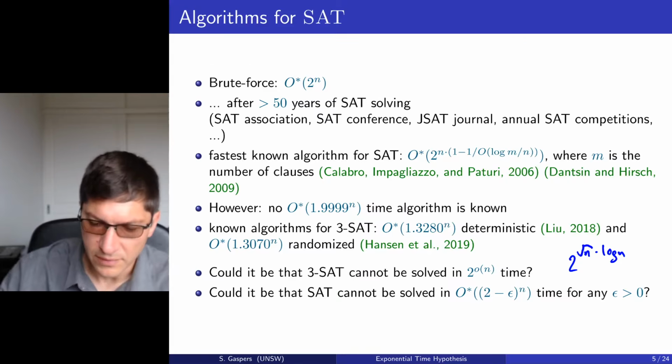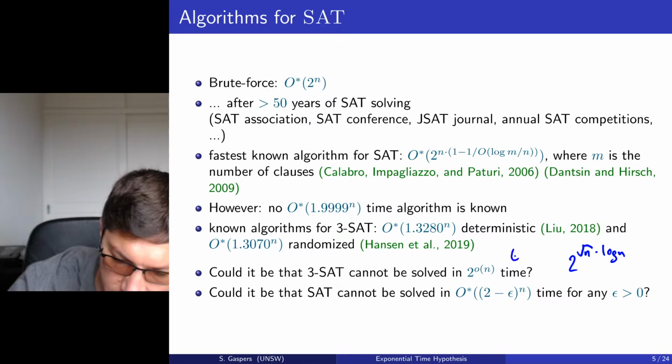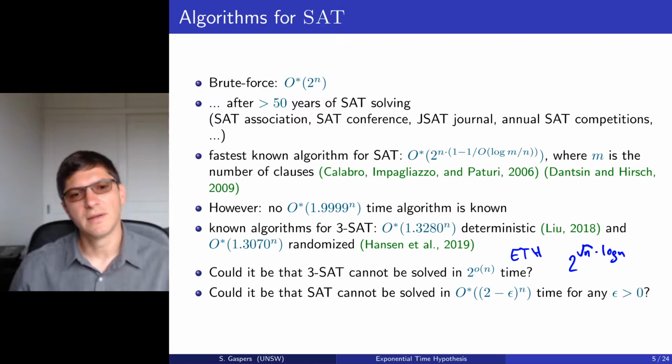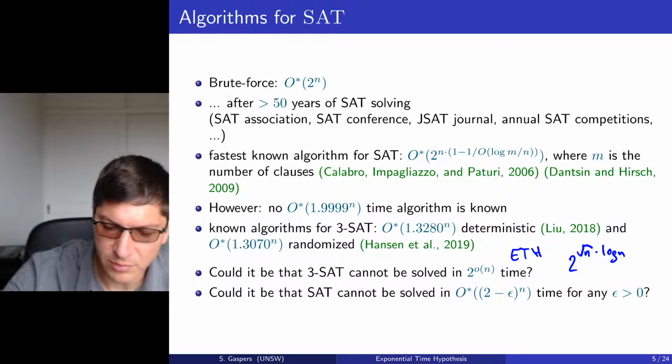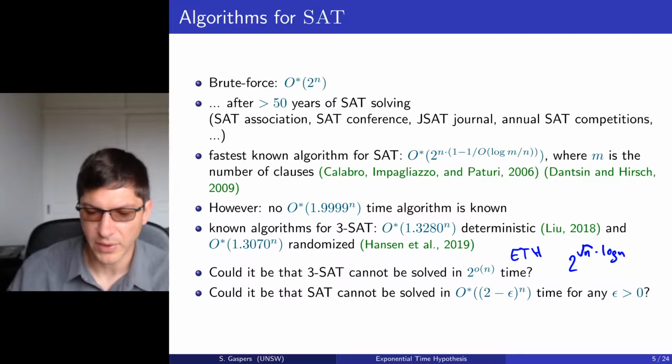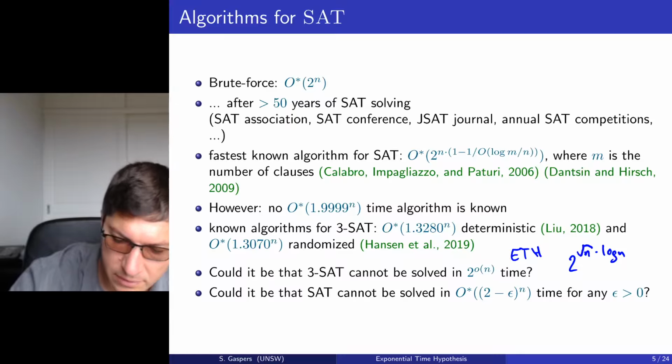And so this will be the basis for the exponential time hypothesis. And the second question is, could it be that SAT cannot be solved faster than 2 to the power n? So could it be that SAT cannot be solved in time (2 minus epsilon) to the power n for any epsilon that's greater than 0? And this will be the basis of the strong exponential time hypothesis.